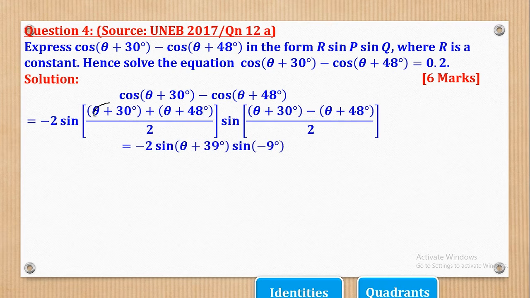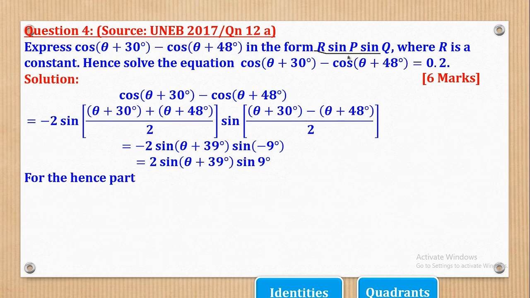So when I simplify, the whole of this angle will become theta plus 39 degrees, and the whole of this angle will become negative 9 degrees. So we know that sine of a negative angle is equal to negative sine of that angle. So this negative will come out and cancel with this negative. That is why you see here a positive, and here the angle is now positive. So basically that's what they wanted, because it is now in the form of r sine p sine q.